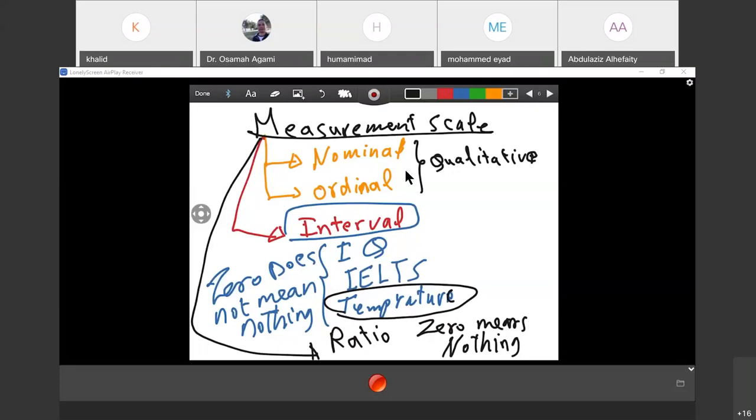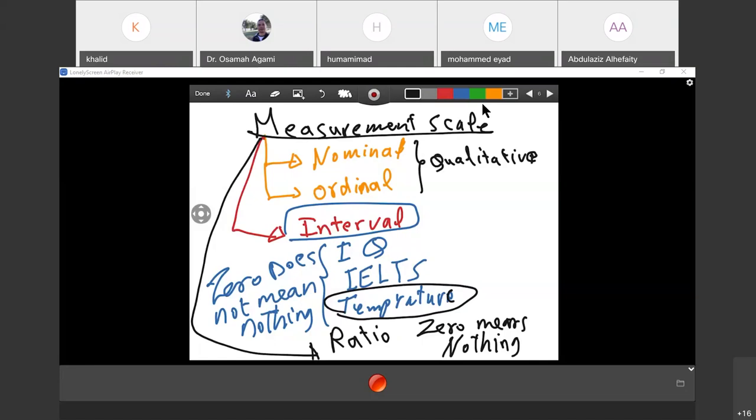So we know the four types of scale, two for the qualitative data, okay? And two for the quantitative data. But the icons in the software, Excel or SPSS or Minitab, have only three icons, one for the nominal, one for the ordinal, and only one for the quantitative data, both ratio or interval. What is the difference between the ratio and the interval? The meaning of the zero, right? So this is the main point.